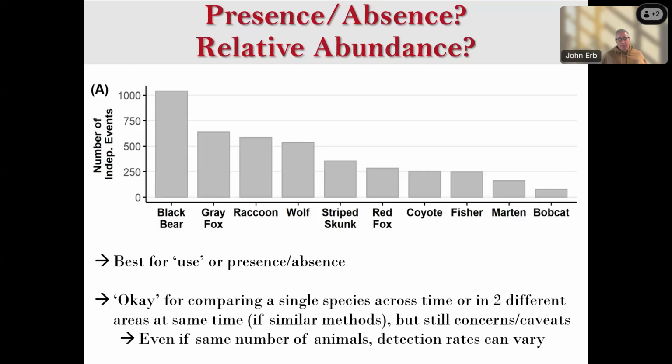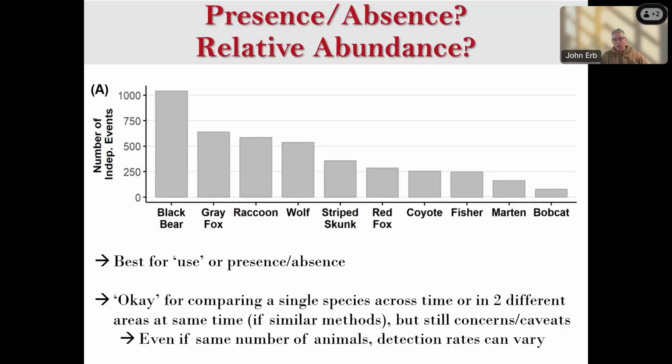Their behaviors are different. Their attraction to these sites or lures differs. So the cameras are best for saying, yep, I did detect a gray fox on my property or a bobcat. They can be okay for looking at the same data for the same species across years. So compare black bears this year to black bears next year. It can also be good for black bears at my east farm and black bears at my west farm at the same time of year.